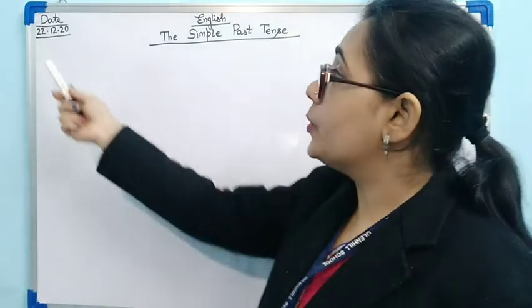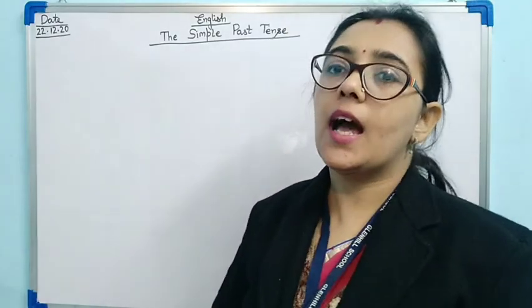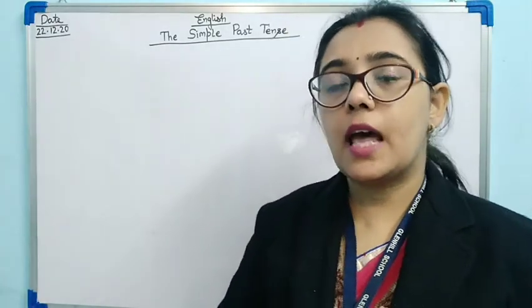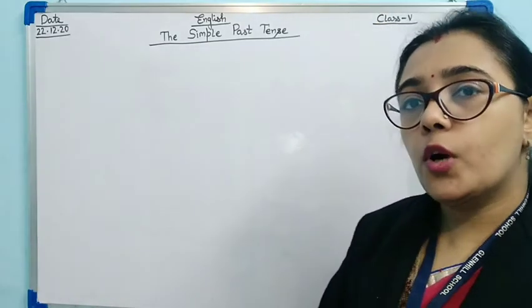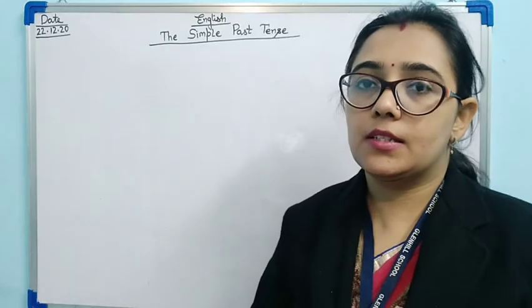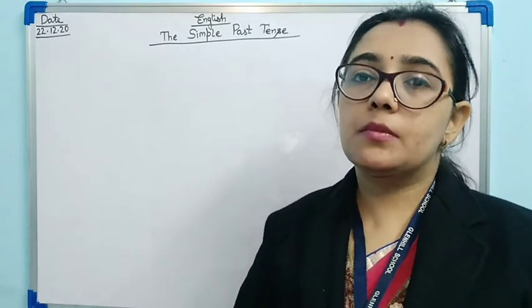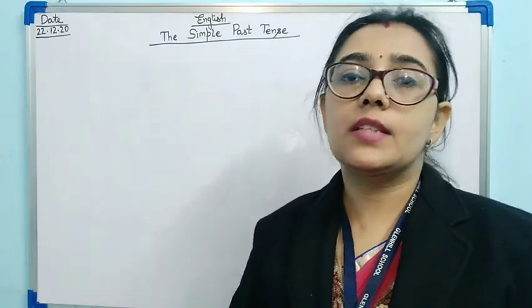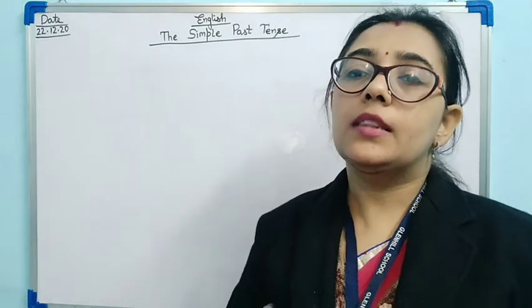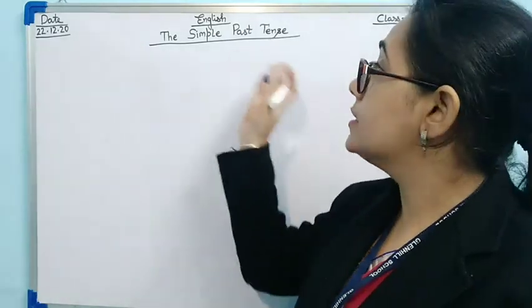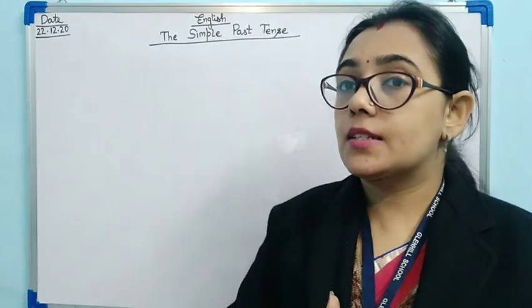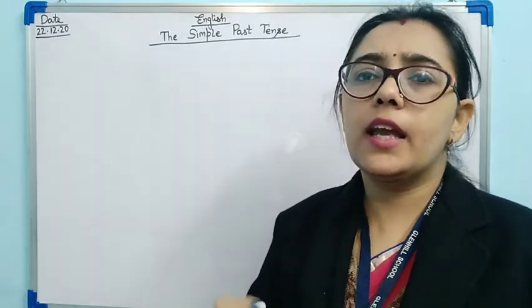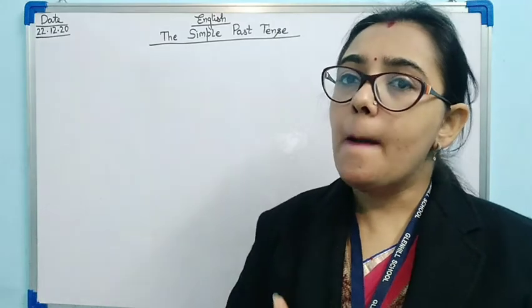Today's date is 22nd 12 20, and today is our grammar class. Our topic for the day is the simple past tense. What do you mean by simple past tense? Simple past tense means anything which has happened in the past that is expressed with the simple past tense, like any past habit or any action which has happened in the past.